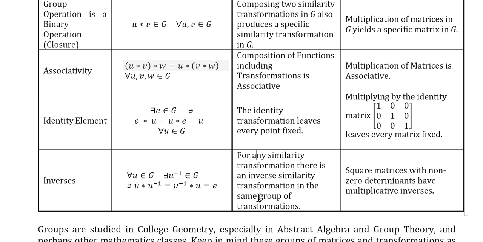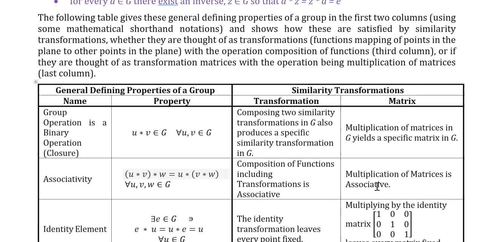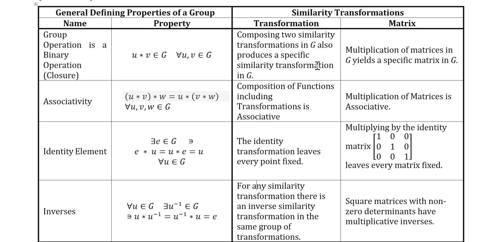So square matrices with non-zero determinants turn out to have multiplicative inverses, and we talked about that in the last video. So this tells you that we have a group structure both for matrices and for transformations, and if we pick the right set of matrices, then they actually correspond exactly with the sets of transformations that we're talking about, whether that's dilations, as well as reflections, rotations, translations, and so forth, or if it's just the isometries.